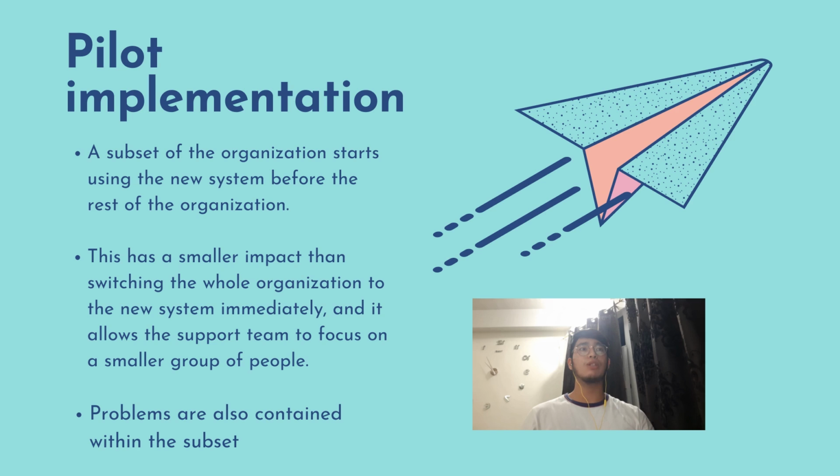The second implementation method I'll be discussing is the pilot implementation method. The pilot implementation method is where a subset of the organization is chosen to use the new system before the rest of the organization. This group is called the pilot group. Compared to the direct cutover method, if there are problems in implementing the new system in this pilot group, then the impact to the organization will be smaller, and the expense needed to support the use in this smaller group is also smaller. However, this implementation method is also slower than the direct cutover method because of the wait until the new system is successful in the pilot group.